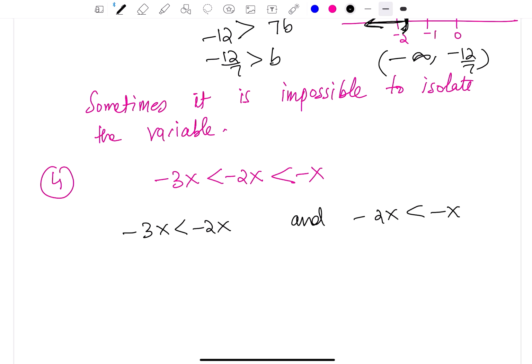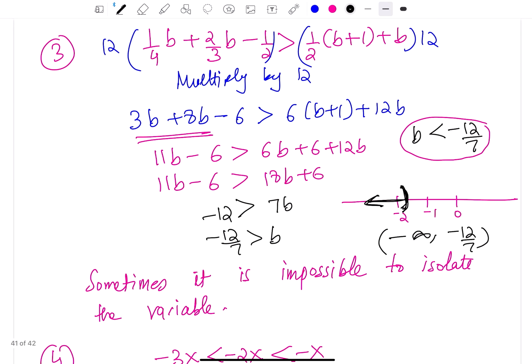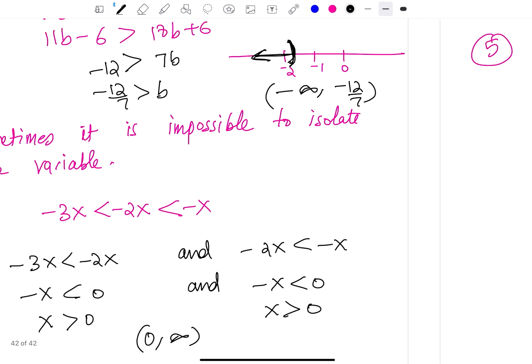So go ahead and add 2x to both sides. Negative x less than 0. And that would give me x greater than 0. And if I add x here, negative x less than 0, which would again be x greater than 0. So from both of these, I am getting an indication that 0 to infinity is a solution. But if I was getting different solutions from both, wherever the overlap is, that would be my solution to the whole inequality. Because it has to make both of these individual inequalities happy, not just one.